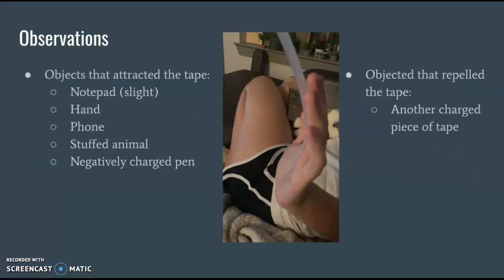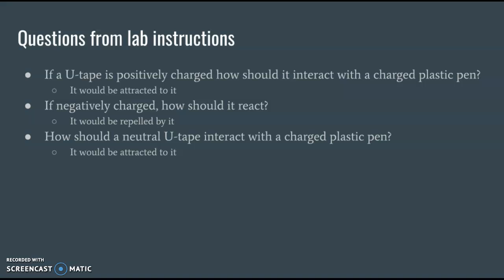So some observations. Objects that attracted the charged tape were my notepad, my hand, my phone, one of my stuffed animals, and a negatively charged pen. And an object that repelled the tape was another charged piece of tape. And so because the tape was attracted to a negatively charged pen, this suggests that the tape has a positive charge. And then the fact that another piece of tape repelled it suggests that the two tapes have the same charge.